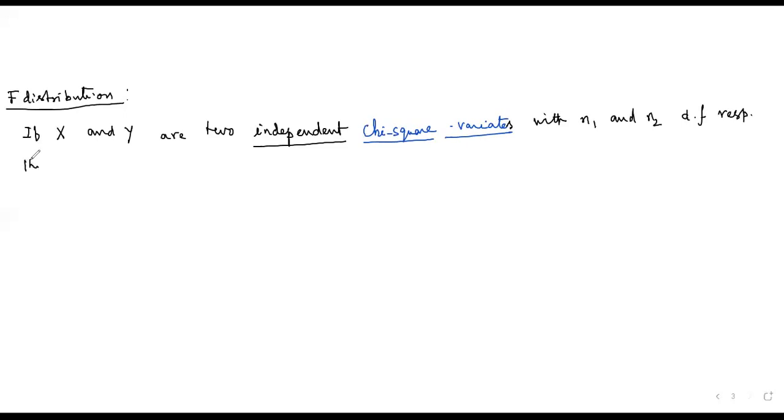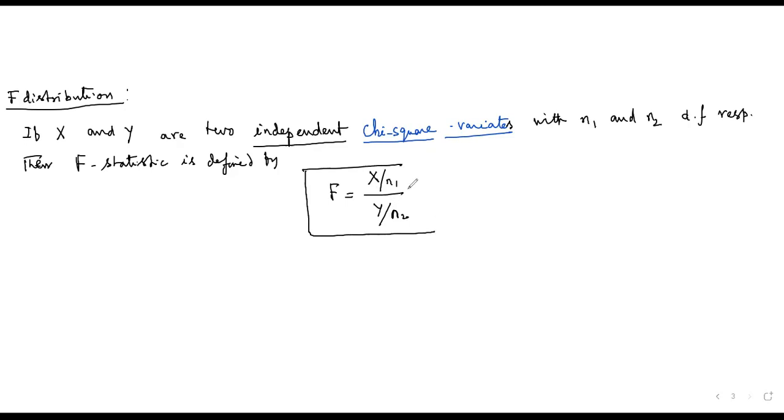then F statistic is defined by x by n1 and y by n2. So this is the formula. This is the definition of the F statistic.